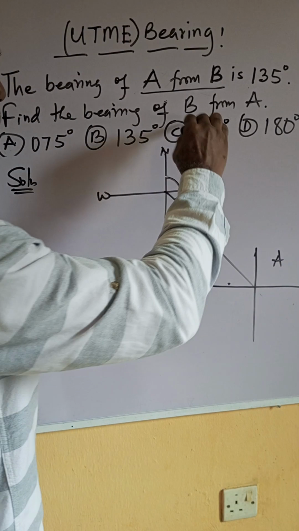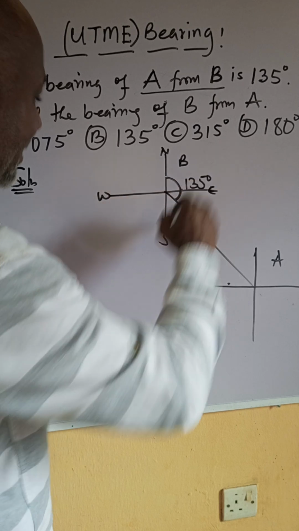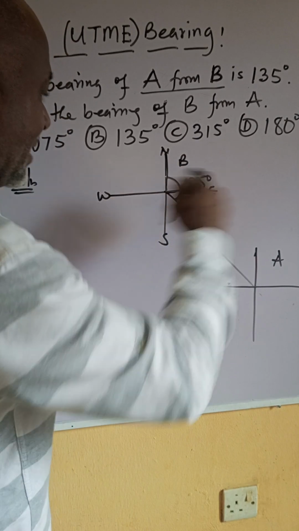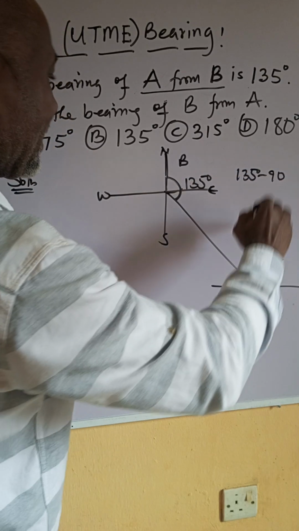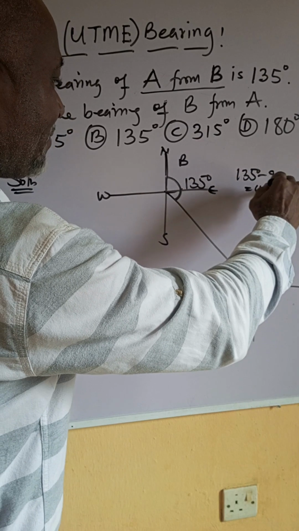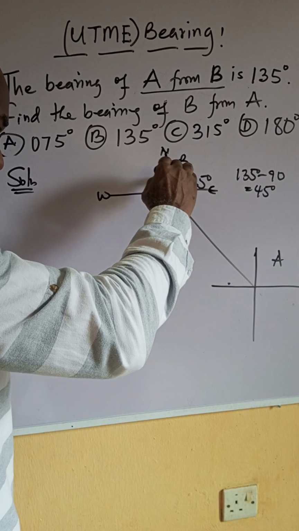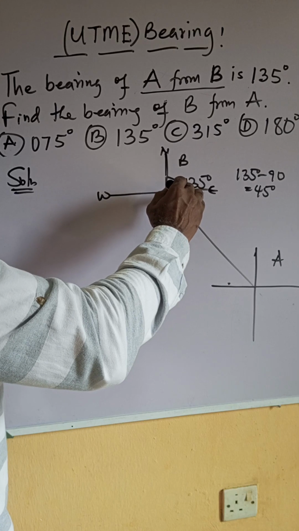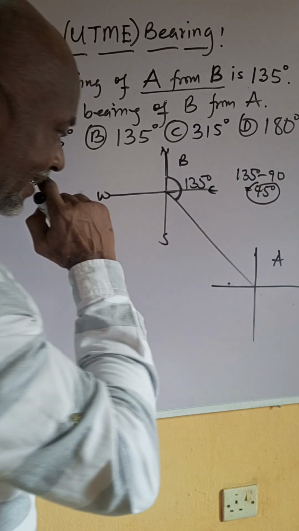Now, we are told that the bearing of A from B is 135 degrees. Remember, from here to here is 90, and 135 minus 90 is 45 degrees. It means there is a little encroachment into the second quadrant, and that encroachment has been found to be 45 degrees.